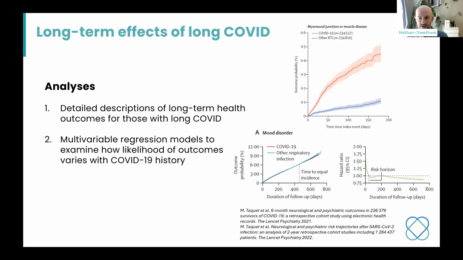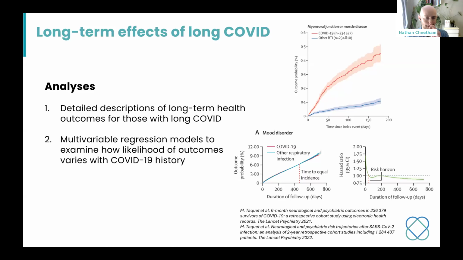such as these figures here, which are from other papers that have done something similar, looking at neurological and psychiatric outcomes for people with COVID versus other respiratory infections. And we're going to try and do something similar to that using the healthcare record data to look at various outcomes.